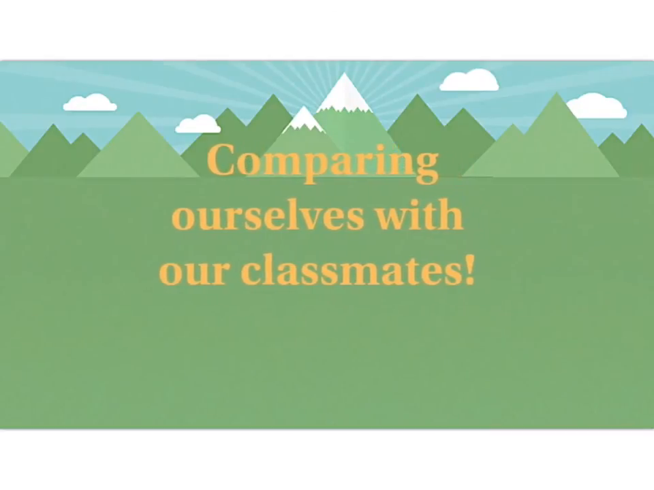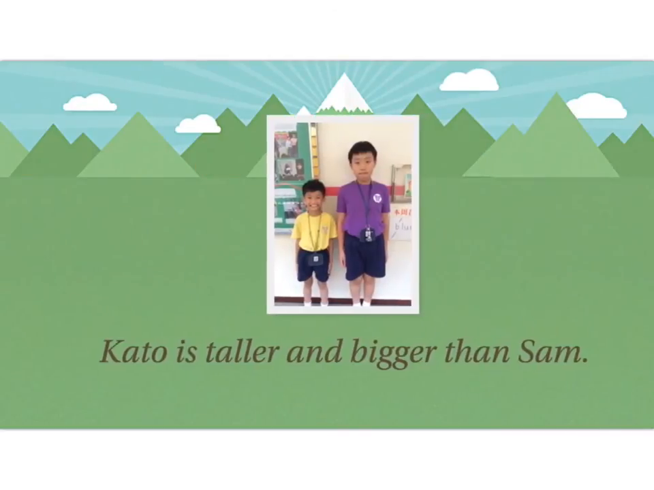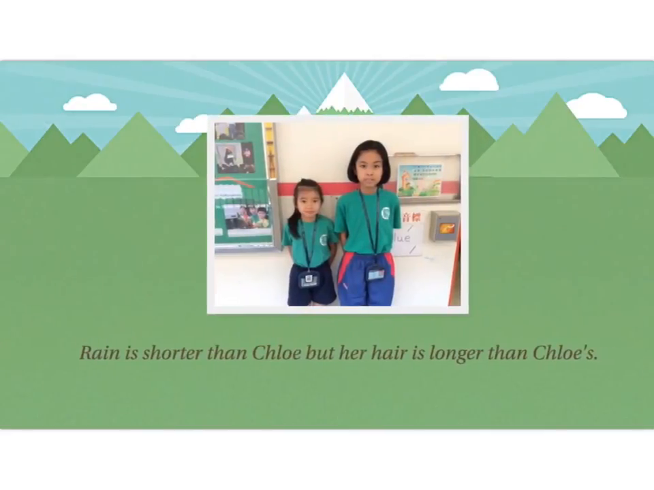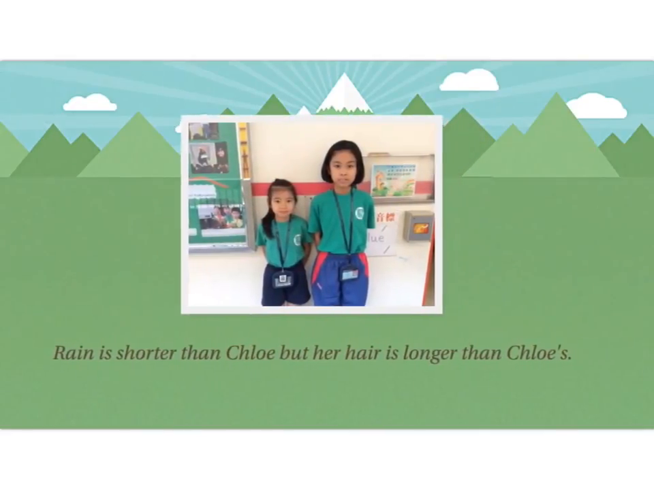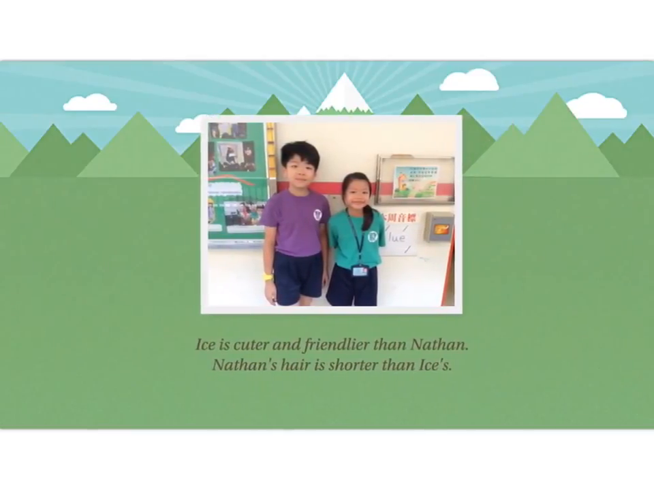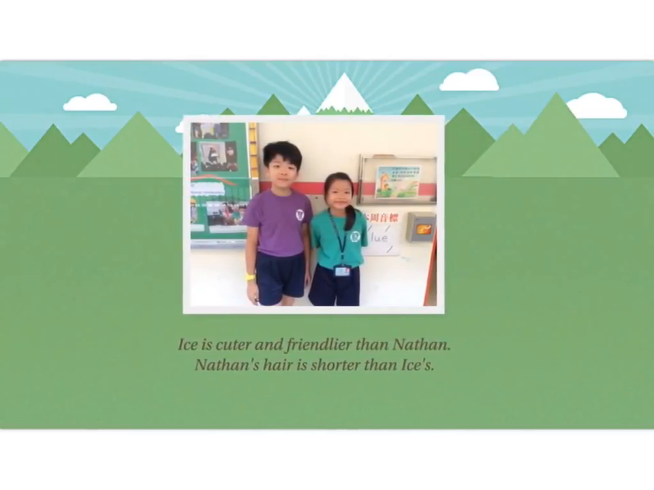Comparing ourselves with our classmates. Kato is taller and bigger than Sam. Rain is shorter than Chloe, but her hair is longer than Chloe's. Ice is cuter and friendlier than Nathan. Nathan's hair is shorter than Ice.